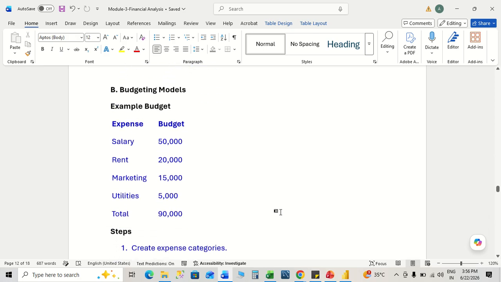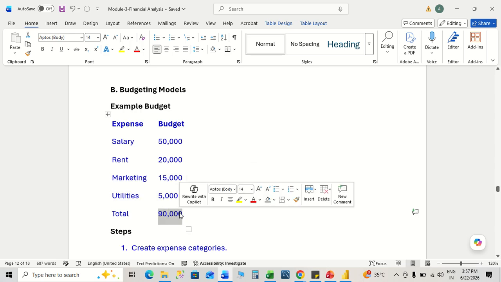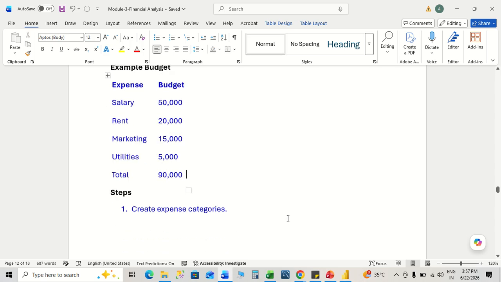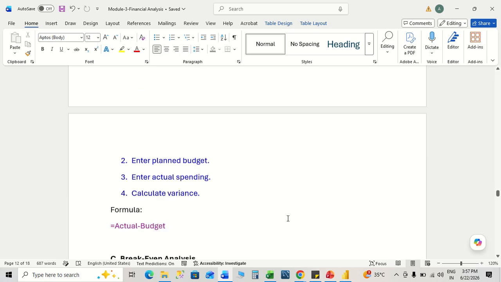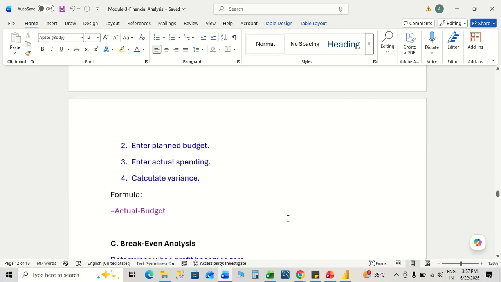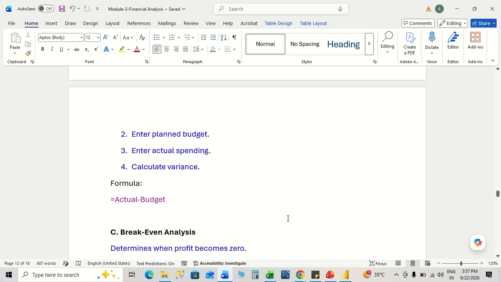Now, the budgeting model. So an example of a budget: expense, then budget. Salary is 50,000, rent is 20,000, marketing 15,000, utilities 5,000, total 90,000. So I think the sum of this is 90,000. Now, create an expense category. So enter the planned budget, enter the actual expense, and calculate variance. So actual minus budget.